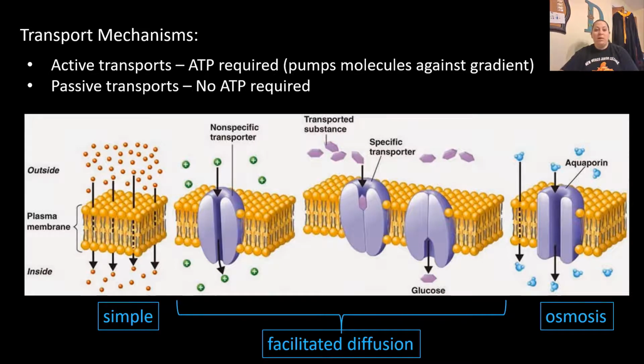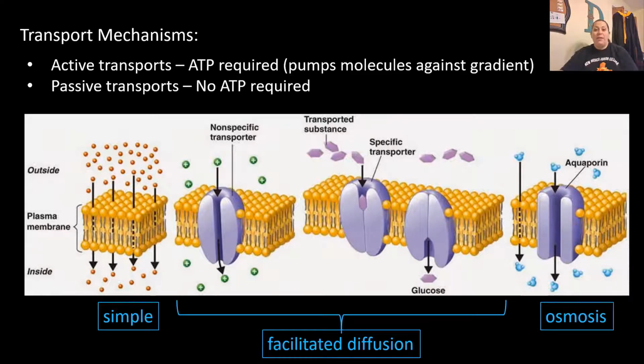The first one is what we would call simple diffusion. Molecules are just moving across that plasma membrane from high concentration to low concentration. They don't need any kind of help. They can just do it through the membrane. However, some molecules are either too big or they have a charge that makes it harder for them to move across the membrane, and they need some help.